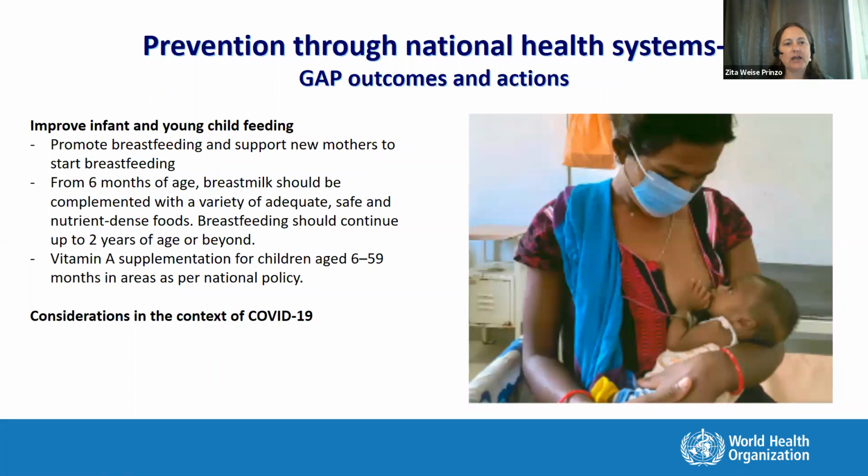And the third area is improving infant and young child feeding. It's around promotion of breastfeeding, appropriate complementary feeding. There's also the vitamin A supplementation for children 6 to 59 months of age. And again, here in settings where the normal actions cannot be carried through because of certain restrictions, what are some of the options that we can consider?